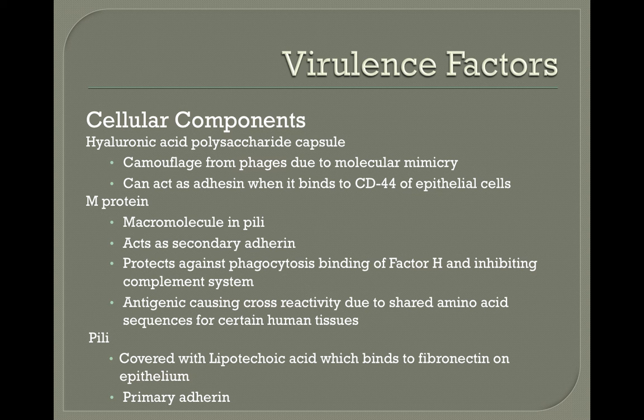These are covered with lipoteichoic acid, and these can bind to fibronectin on the epithelial cells. These act as primary adhesins. They create the initial weak connections to host tissue and host cells, and then that allows M proteins and other structures to come and really adhere. And that's when S. pyogenes can really start to grow and colonize those mucous membranes.